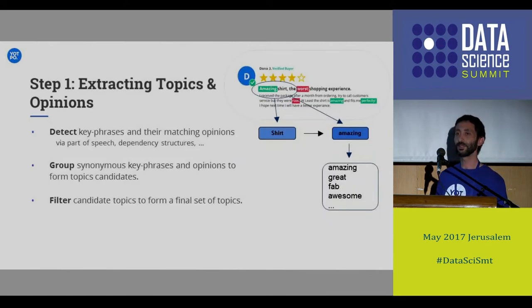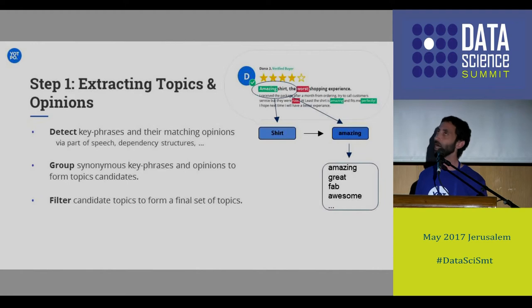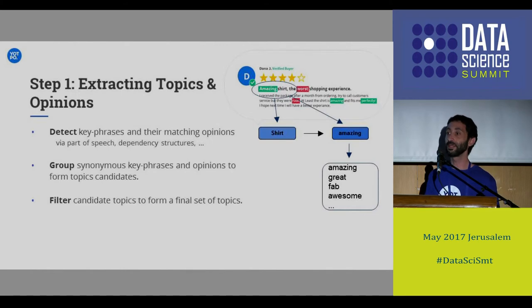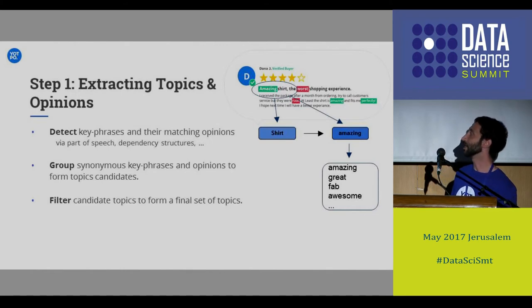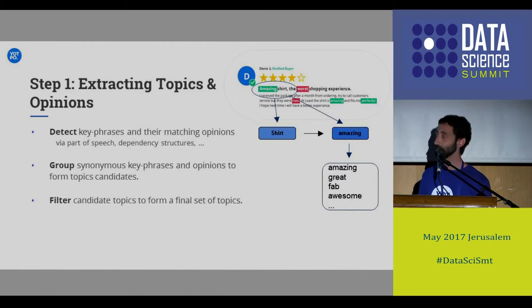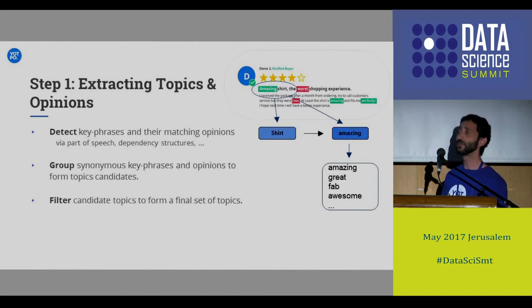So when you see an opinion, you can figure out that you have many adjectives and adverbs there. There are emotional verbs there, like I love, I appreciate, and there is sentiment there. We use all of this along with dependency trees of reviews and other NLP methods to extract both opinions and the key phrases and topics they are talking about. Then we group synonymous topics or key phrases to find a topic list of candidates. And finally, we use statistical tools to filter out the irrelevant ones.